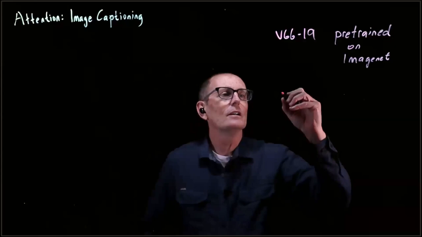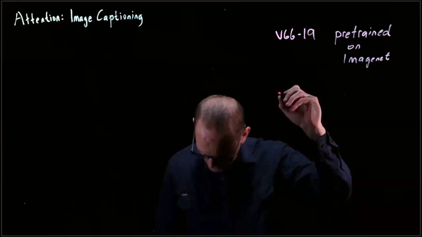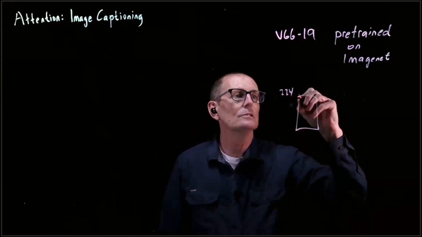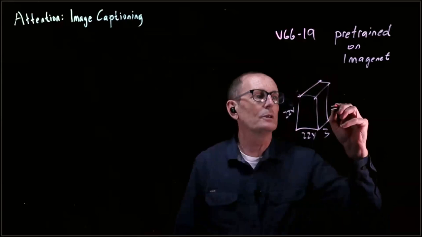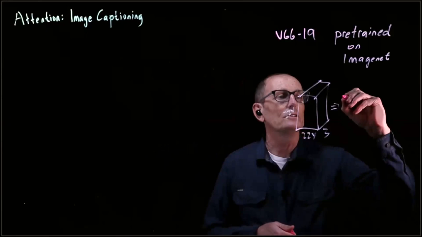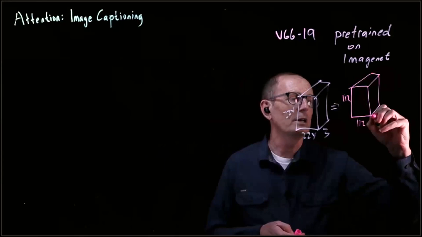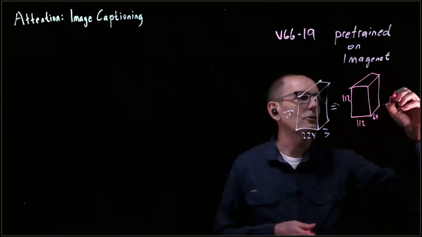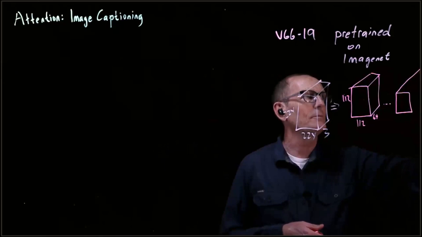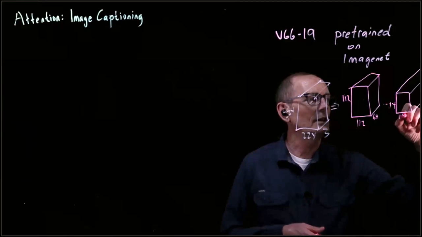And if you remember VGG19, we start out as 224 by 224 by 3. And then we work our way down, doing convolutions and max pools to, like, 112 by 112 by, I don't remember what it was, 64 perhaps. And we work our way down till we get to the next to the last. So right before the last max pooling, we have a 14 by 14 by 512.